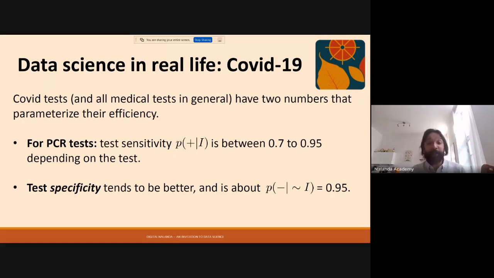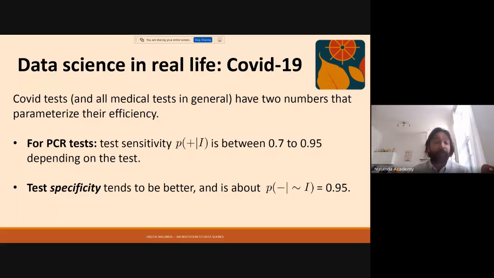So it depends on the test, on how good the equipment is, and on how many times you do the cycle of heating the sample up and down. Usually they take somewhere between 10 and 30, depending on how much viral load they're dealing with. And moreover, you might ask the question, why don't they just do that an infinite number of times and get a 100% accurate result?